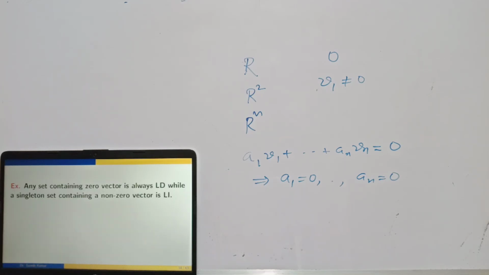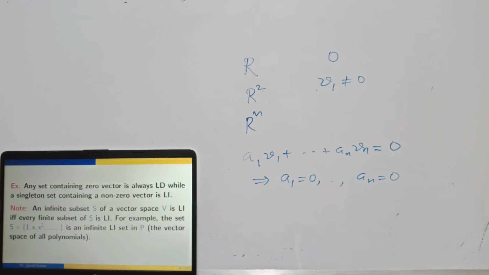Any set containing the zero vector is linearly dependent. I explained this to you in the previous lecture. Independence of an infinite set means every finite subset of the set should be linearly independent.